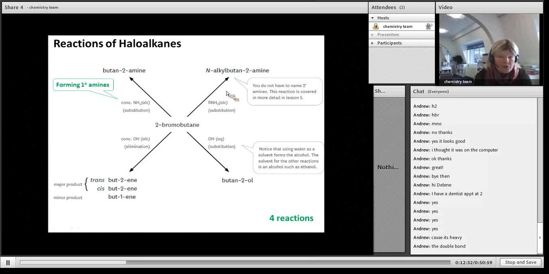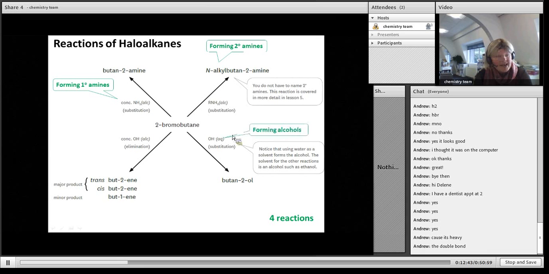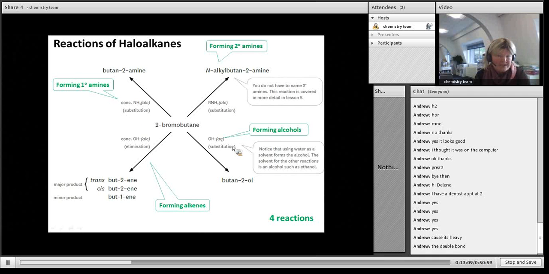If I use a primary amine as my nucleophile, I can get secondary amines. If I want to convert to an alcohol, I use that aqueous OH. So there's my nucleophile, aqueous OH. And if I want to eliminate, I use alcoholic OH. So all of them are alcoholic, except for forming the alcohol. So that's one way to remember. If you want to make an alcohol, you don't use alcoholic reagents or solvents. You use an aqueous one. It just simply increases the supply of the OH minus from the water.